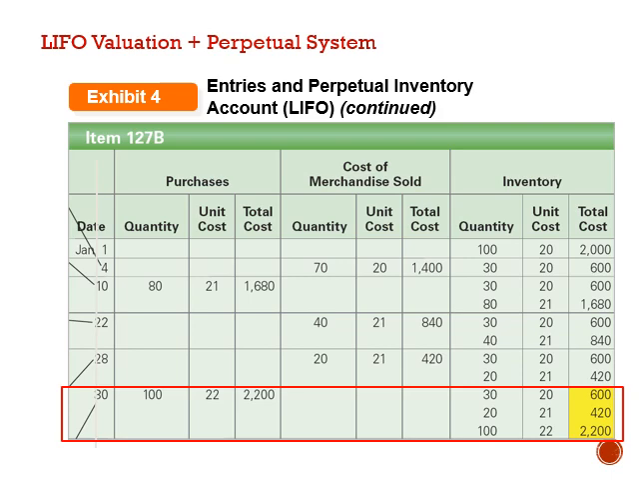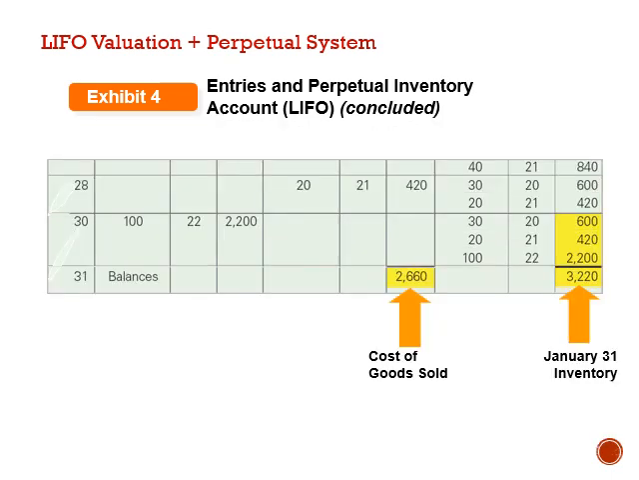That will be added to the existing balance, and after this, if we have a sale, the goods shall be taken from this batch at cost of goods sold of $22 per unit. At the end of the month, we can determine the cost of goods sold simply by adding together all of the cost of goods sold from all sales made during the month.